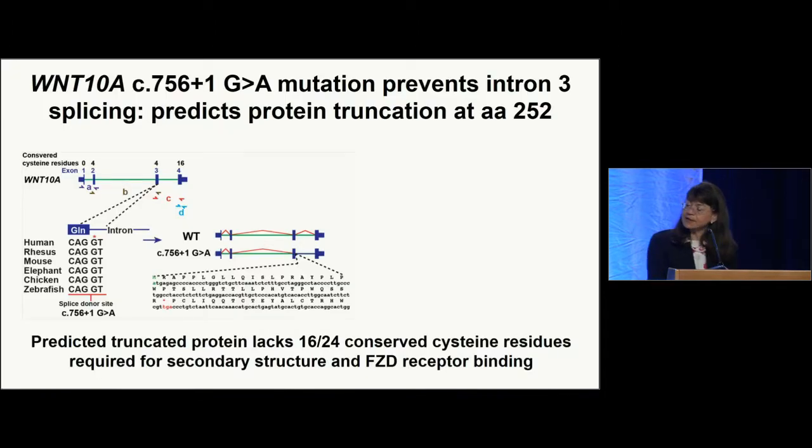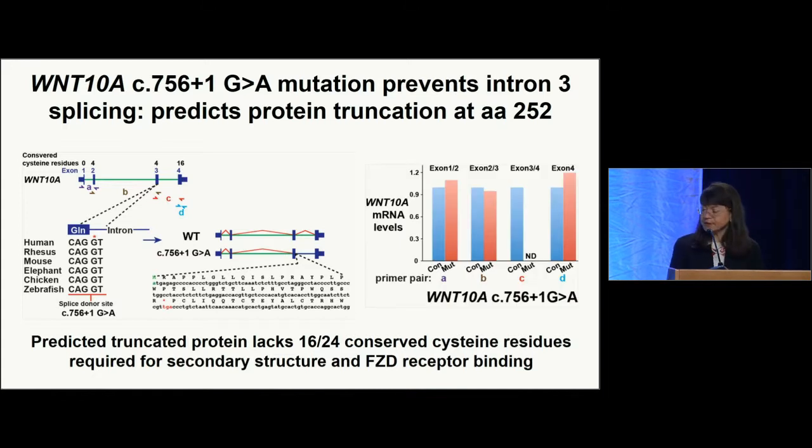So the mutation in this patient is predicted to prevent splicing of intron 3, and we confirmed that this is in fact the case by PCRing the RNA from her plucked hair follicles, and we found that indeed there was no product of splicing of intron 3. And this results in a predicted production of a protein that lacks most of the conserved residues that are required in Wnt proteins for frizzled receptor binding. So we think it's likely a loss of function mutation.